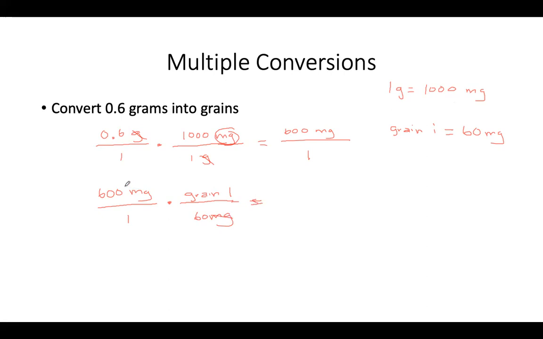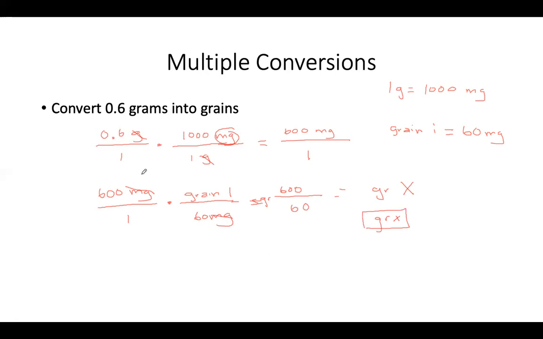So now the milligrams will cancel out. We're going to multiply straight across. So 1 times 600 equals 600. And then 1 times 60 is 60. We don't have milligrams anymore. We're left with grains. So we'll say grain 600 over 60, which reduces down to 10. So grain 10, or I guess it'd look more like this. Grain x, lowercase, is our answer.